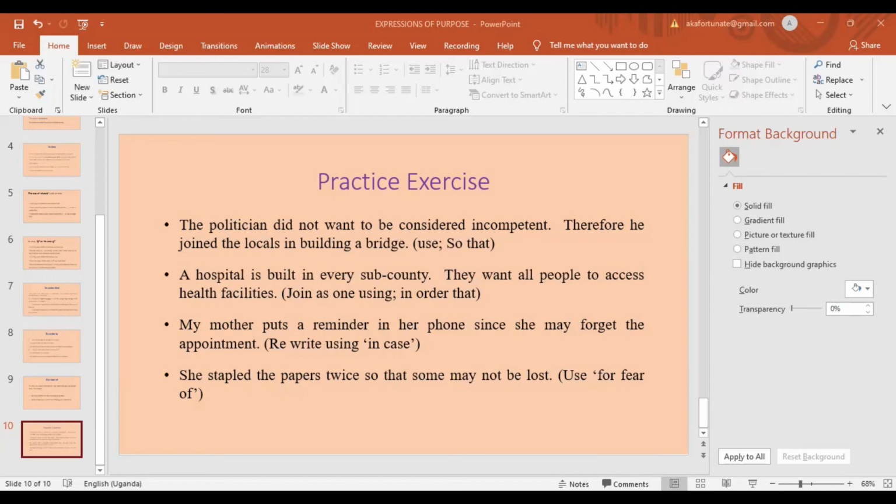And then the third one: my mother puts a reminder in her phone since she may forget the appointment, and we are using in case. She stapled the papers twice so that some may not be lost. So those are just 4 numbers. You can do them even now, or you can take a screenshot of whatever gadget you're using, whether you're using a laptop or a computer, or whether you're using a phone, and then you write them clearly in your book. That is all for now.